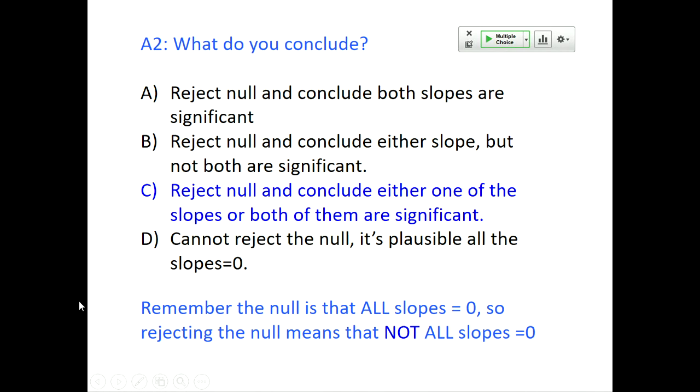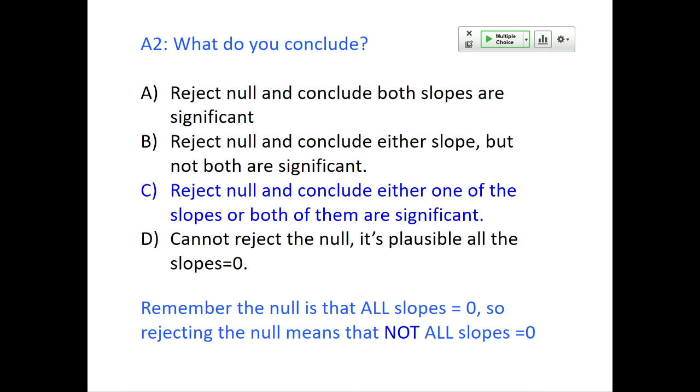In fact, once you find that you have significance for the overall model, the next step, which is chapter 21, is seeing which slope. So we're going to look at the individual exams and homework, and do t-tests or z-tests on them just the way we did before, to see which of them is significant. All right, so let's go back to the notes.